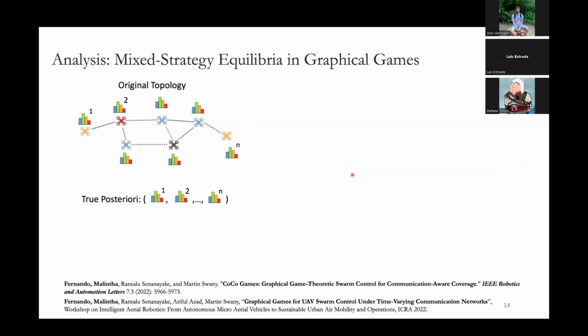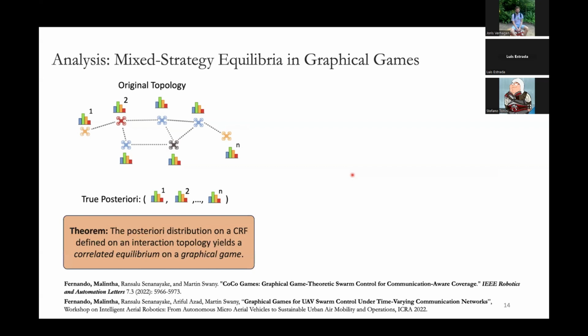So now I want to do a little bit of analysis. There's a concept called graphical games in the game theoretic literature. The difference of graphical games to normal form games is that in a normal form game, one player's utility may depend on everybody else. In a graphical game, we define this game over a graph. So one robot's utility only depends on its neighbors. So it's a simplification from the normal form games. And there's a theorem that if you can synthesize this interaction topology of a graphical game over to a probabilistic graphical model, let's say a Markov random field, and if you can calculate a posterior distribution over this Markov random field, this posterior distribution is a correlated equilibrium for the graphical game.